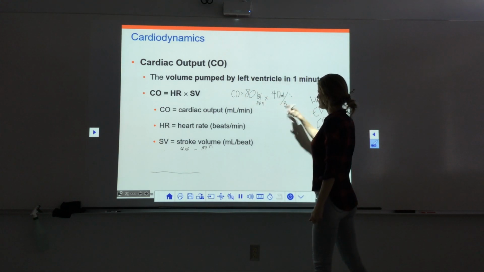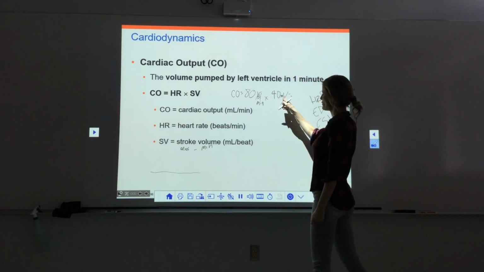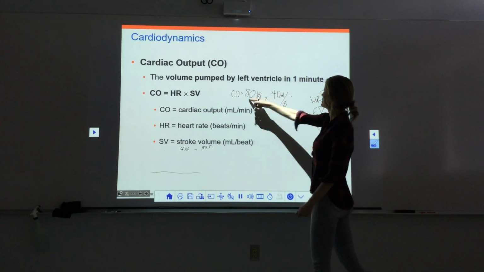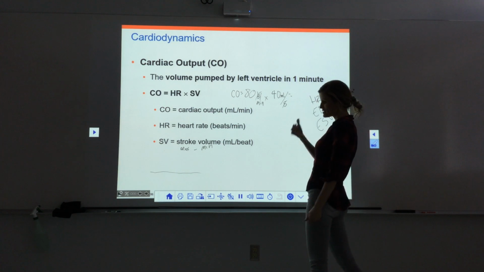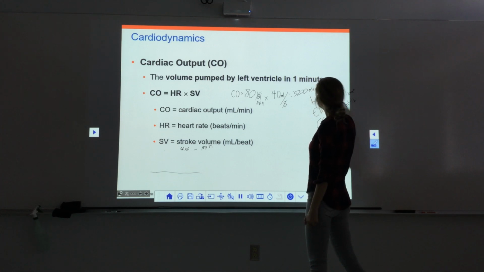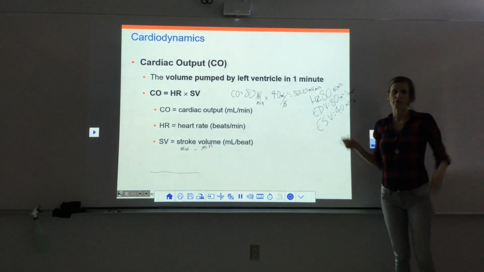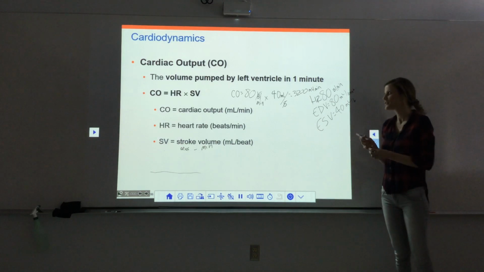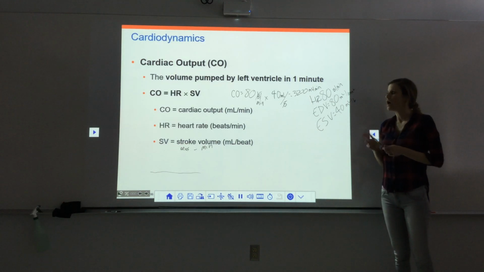Okay, so my beat and beat are going to cancel, and that leaves me with mLs per minute. And what's 80 times 40? 8, 16, 24, 32, and then add the zeros. Is that okay? So that would be my cardiac output: 3,200 milliliters per minute.